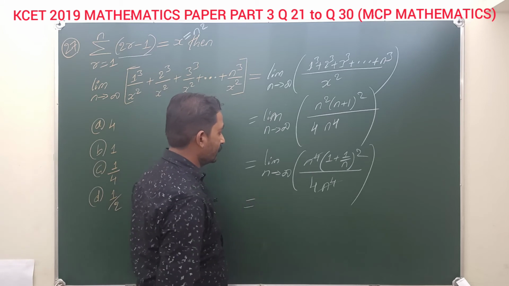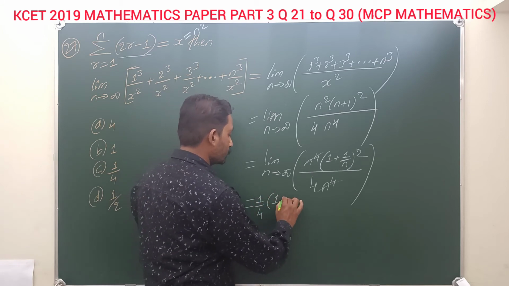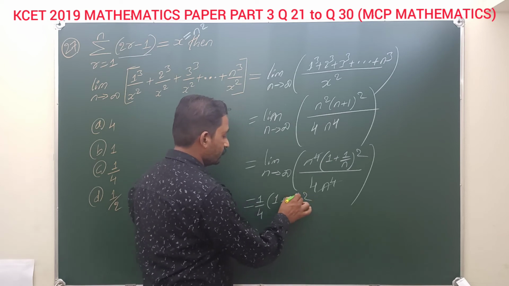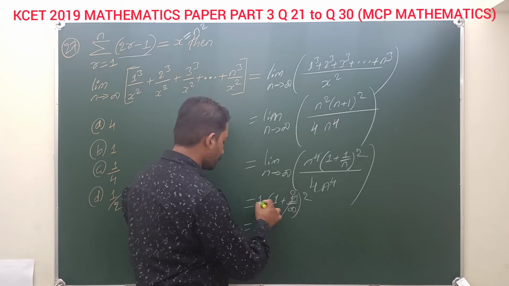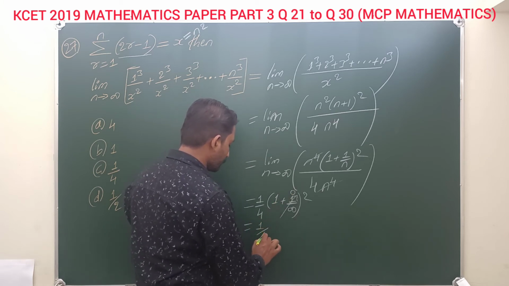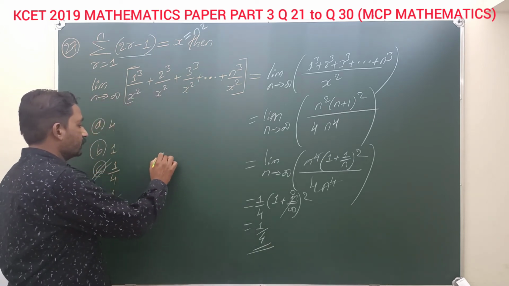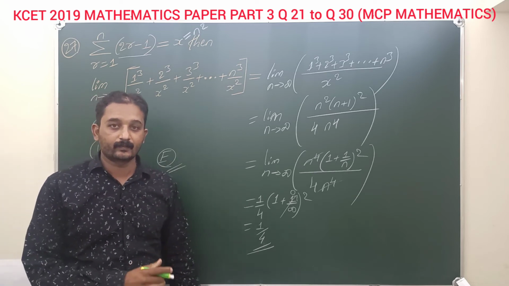So now apply the limit. It becomes 1 by 4 into 1 plus 1 divided by infinity to the power of 2. 1 by infinity is 0. It means 1 plus 0 whole square is 1, 1 into 1 by 4, 1 by 4. 1 by 4 is the required answer. Option C is correct. So easy question. Most of the students solve this question. Take down.